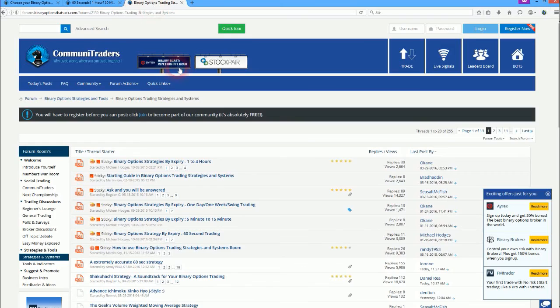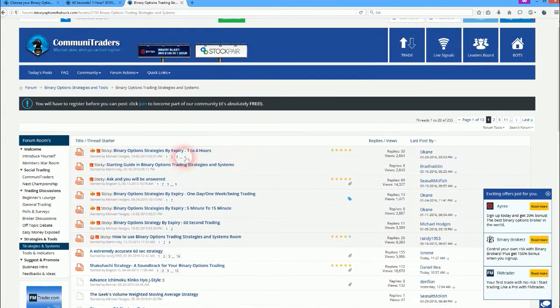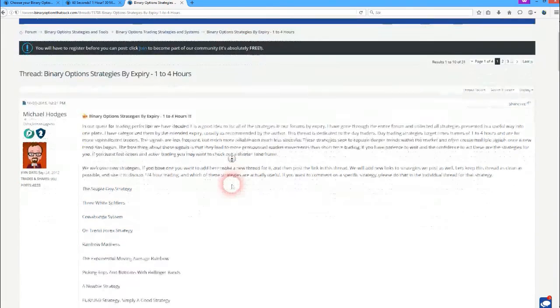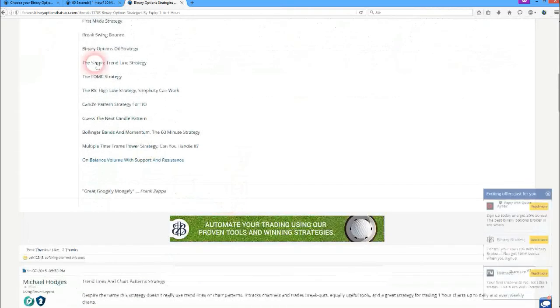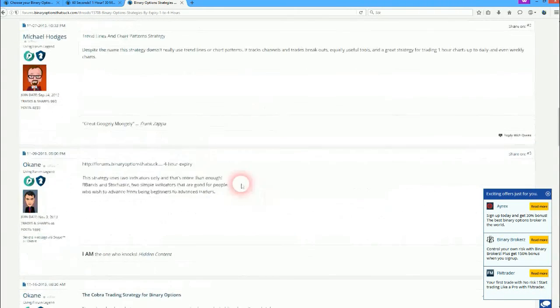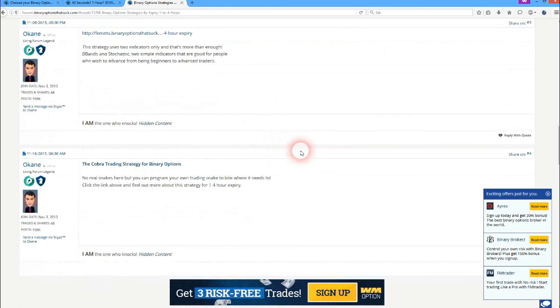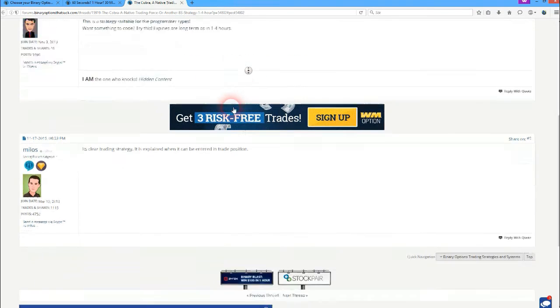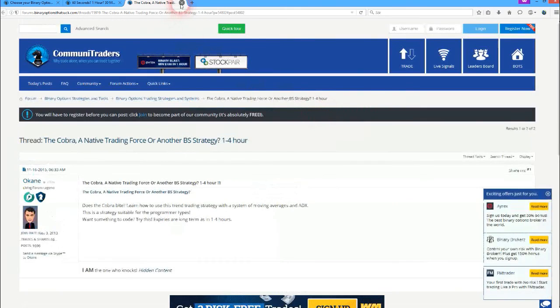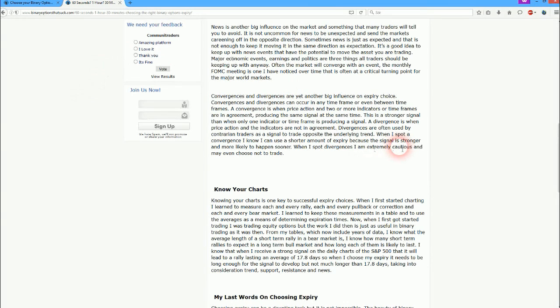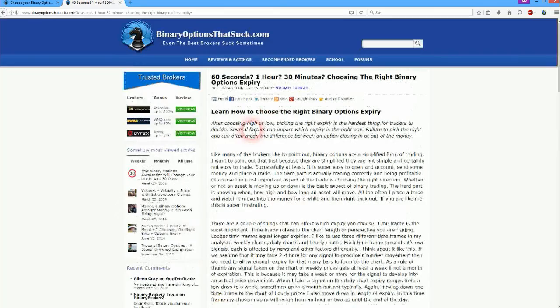So also visit our CommuniTraders forum. You can see several threads here based on the strategies and their expiries. So you can click it, for example, 1 to 4 hours, and we have them all categorized here. So a lot of other strategies, and we post about them. So if you have any questions about the strategy you have found, you can go to the respective forum thread and you can discuss it here, and you can ask questions or simply give us some feedback. Did the strategy work for you, or do you have any problems? So that's how it works.